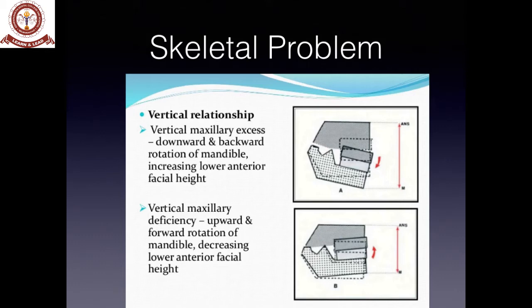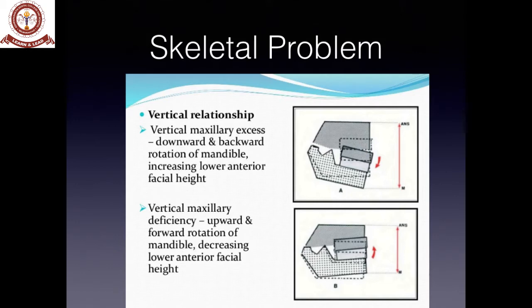So what happens to these vertical maxillary excess patients? The maxilla grows downward and backward. The maxilla, you know, is fixed to the cranial bone. So based on the growth of the maxilla, the mandible will also be positioned differently.